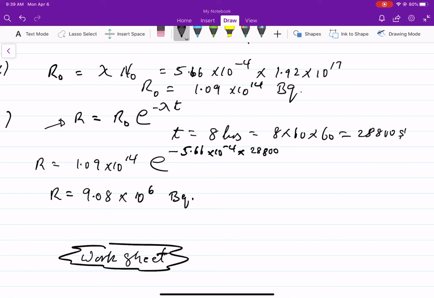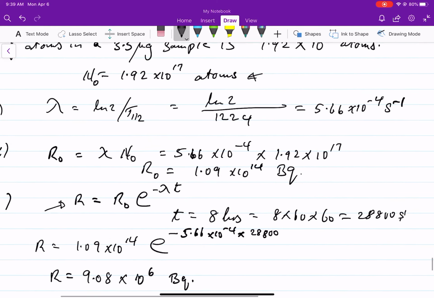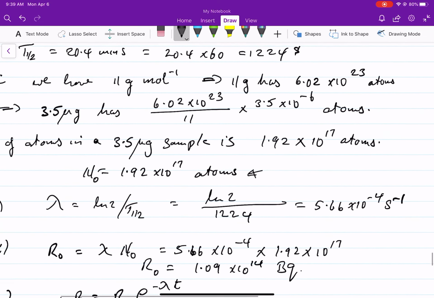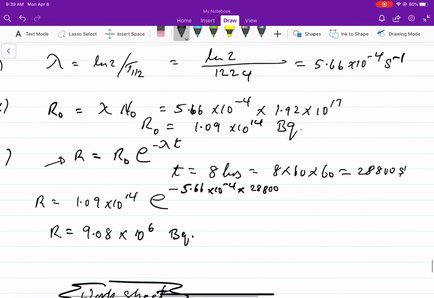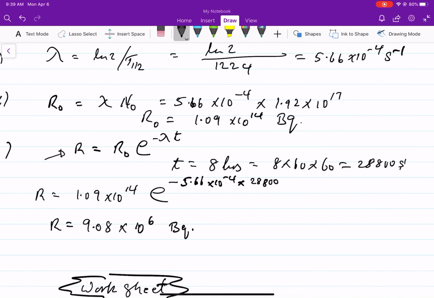R is equal to initial rate of decay, which is 1.09 times 10 to the 14, e to the minus lambda, minus 5.66 times 10 to the minus 4, times t. And 8 hours is 28,800 seconds. Crank the handle on that, and you should get R is equal to 9.08 times 10 to the 6 becquerel. So after 8 hours, the activity has gone down. Activity initially was 1.09 times 10 to the 14, and after 8 hours is 9.08 times 10 to the 6. But 8 hours is probably 20 something half-lives. So that number kind of makes sense.